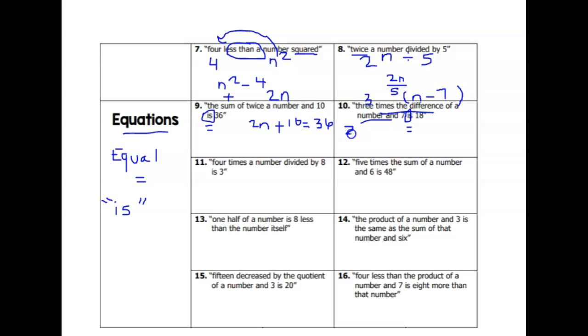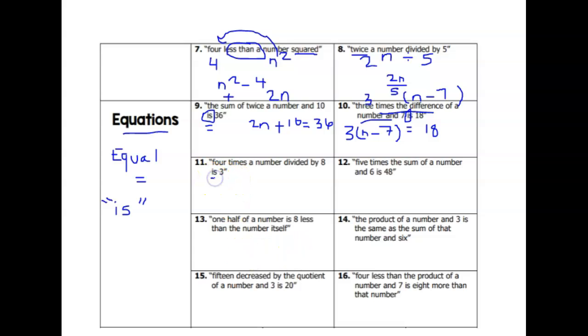So this statement is 3 times n minus 7, okay? And it tells us it is 18. That is a lot of stuff happening in that statement, okay? So be careful, make sure you pay attention when you have to group items together. Next one, 4 times a number divided by 8 is 3.